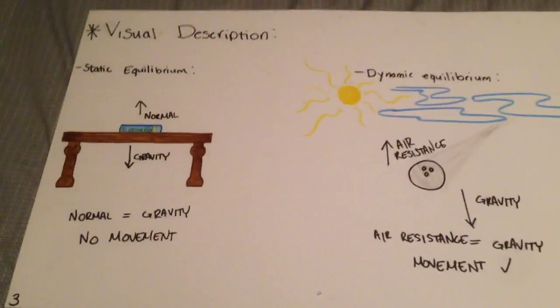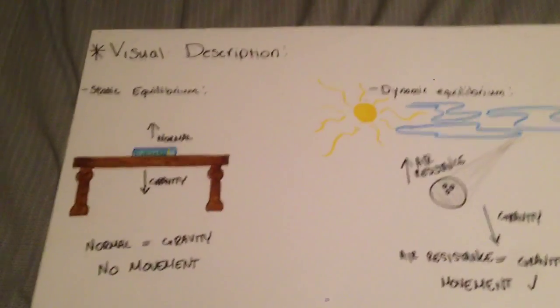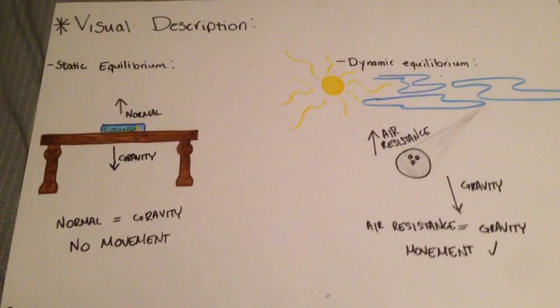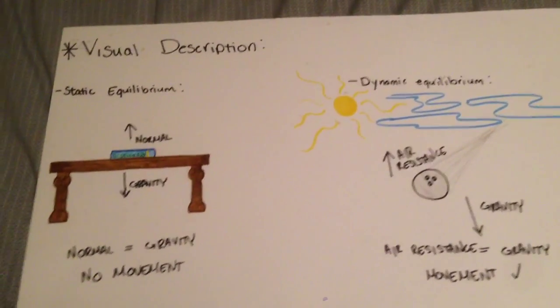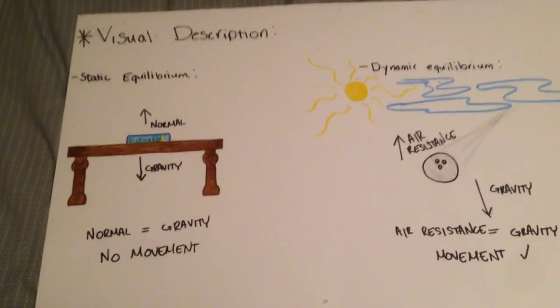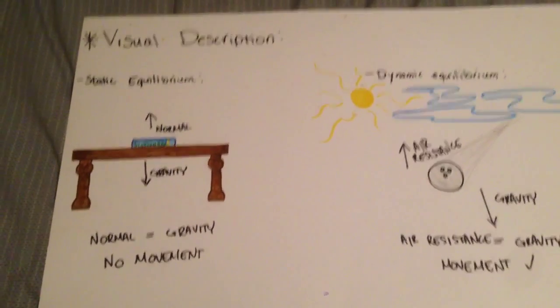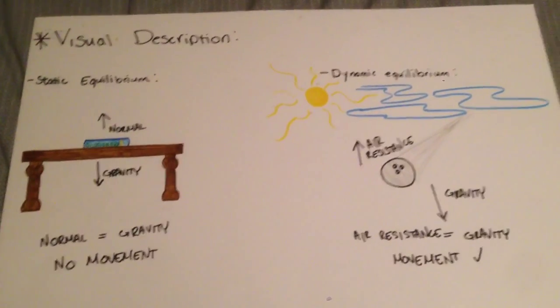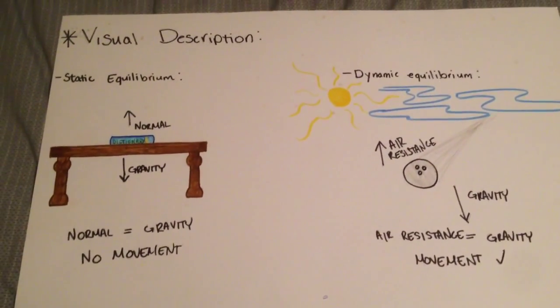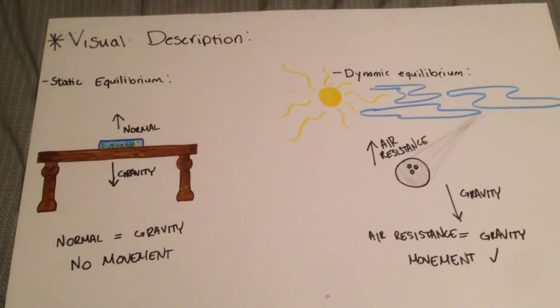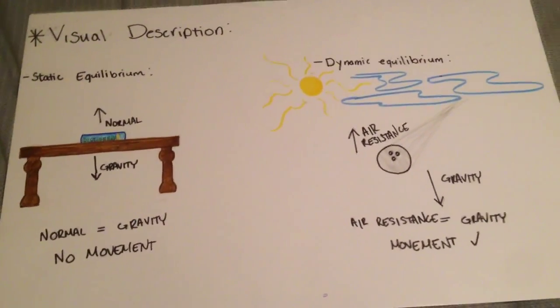Some visual descriptions would be, for static equilibrium, a book on a table. You can see that the force of gravity pulling down on the book is equal to the normal force pushing up with the table. You can see that the normal equals gravity, and therefore there is no vertical movement. And it's always very important to remember that in static equilibrium, there is no movement.